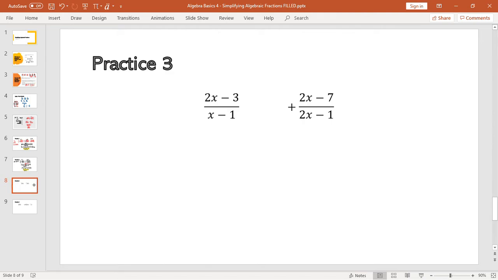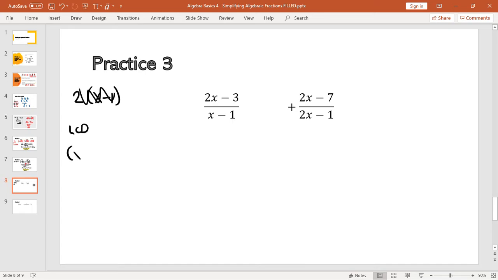Example 3. So I see a lot of people trying to make this somehow the LCD with this. x minus 1 and 2x minus 1 are different things. Do the number test. If x was 10, x minus 1 would be 9. 2x minus 1 would be 2 times 10, 20 minus 1, 19. That's not the same thing. So these are not the same. So that's not your LCD.